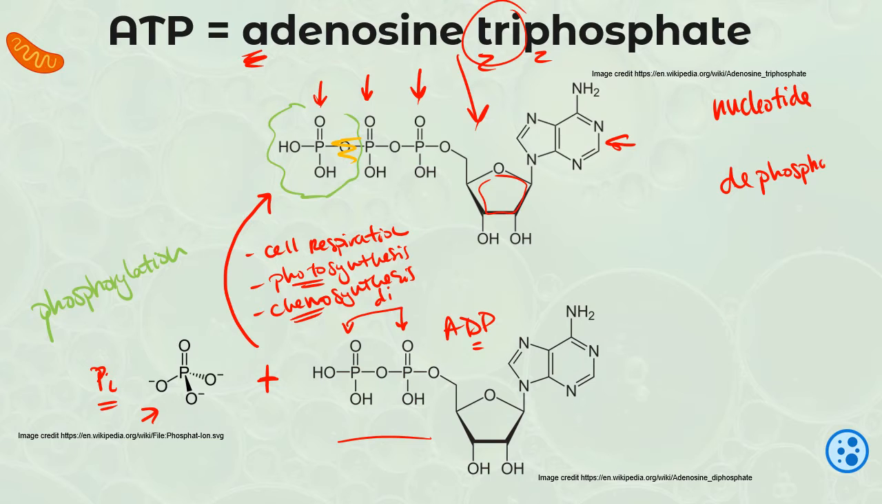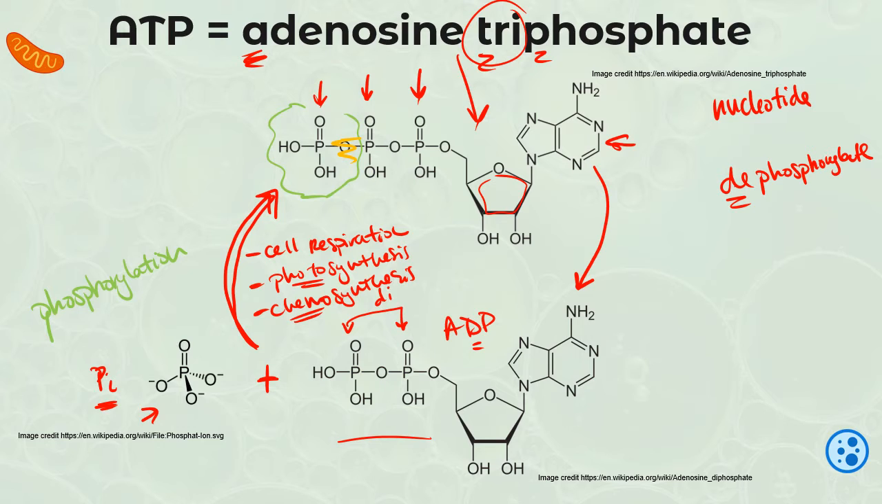dephosphorylate it. We can dephosphorylate, pop off that phosphate group, turn our ATP back into ADP and inorganic phosphate, and then respiration or photosynthesis or chemosynthesis can glue those guys back together to make more ATP, and this process can just happen over and over and over again.